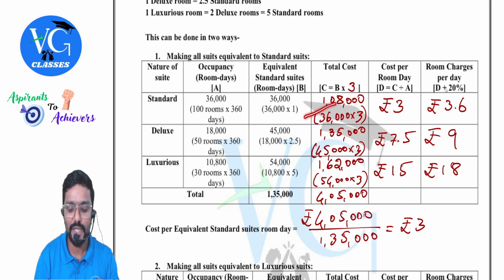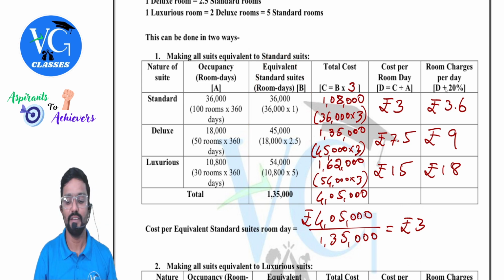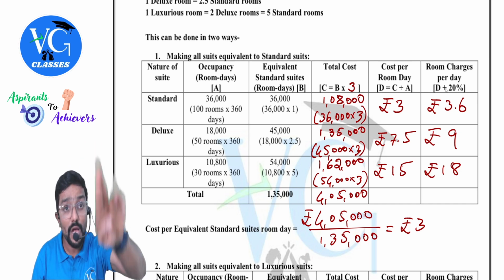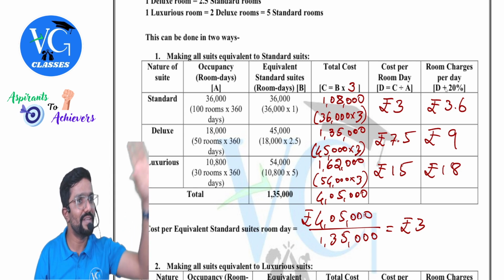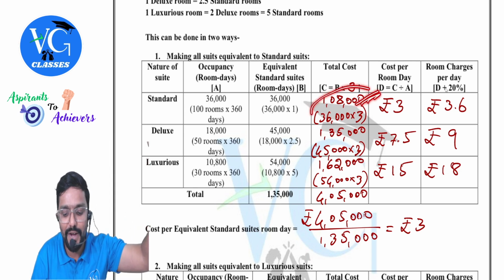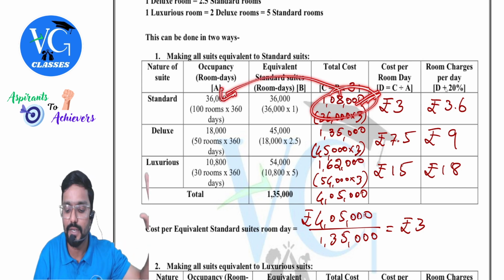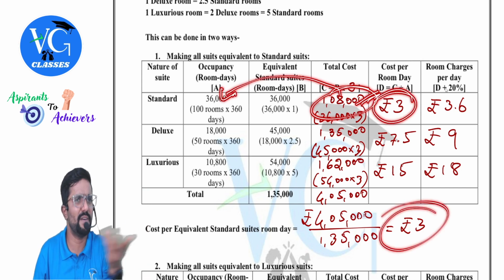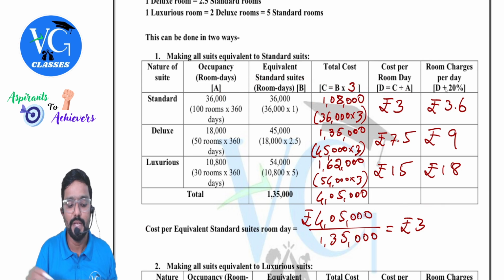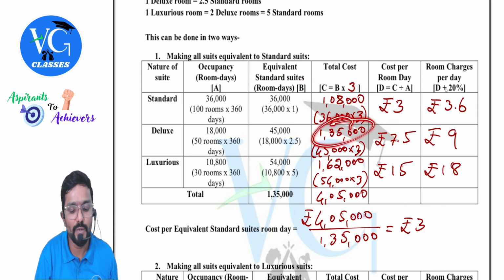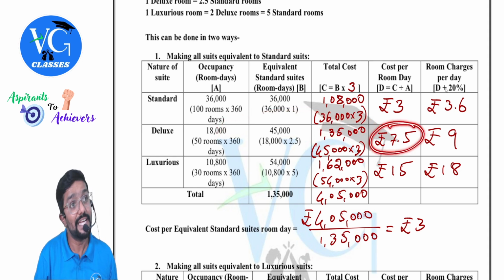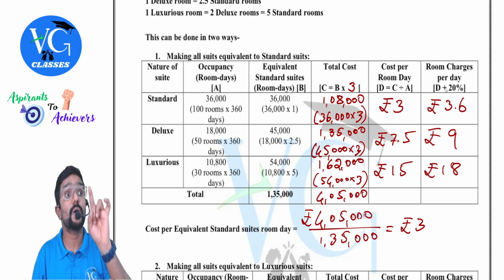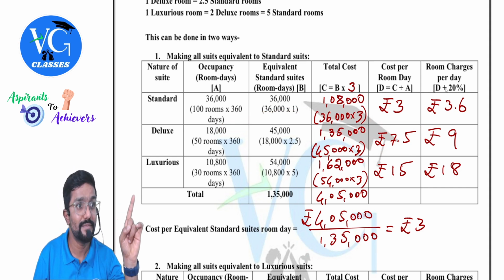Okay, now you got the total cost for each category. Sir, I want to calculate cost per room per day for each category. Can we do it now? Yes, we have got total cost. Divide 1,08,000 by 36,000. You will get 3 rupees, which is the same because my equivalent was that one. Next, for deluxe, 1,35,000 divided by 18,000. What is the cost per deluxe room day? 7.5.